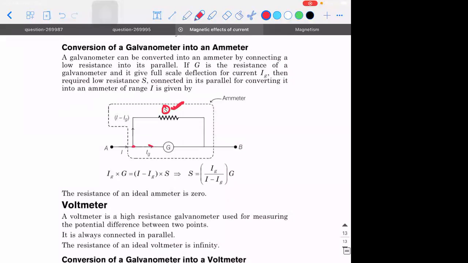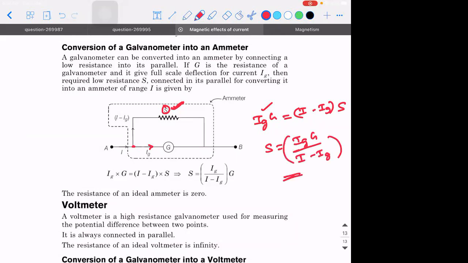So when that is the case, IG into G is equal to I minus IG into S. What does IG stand for? It is the full scale deflection current. Right? So the formula for shunt resistance is S equals IG into G divided by I minus IG.